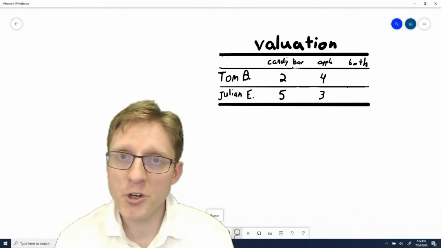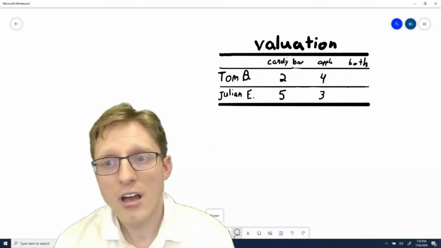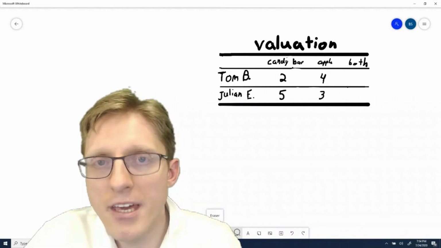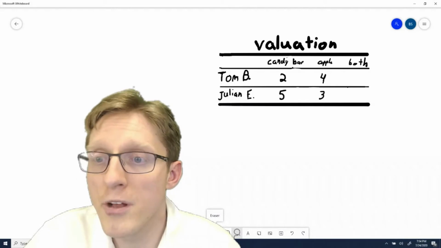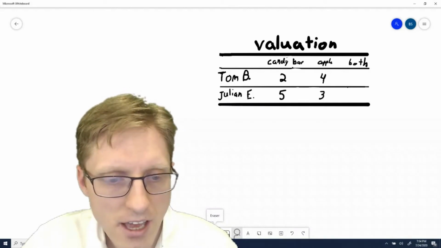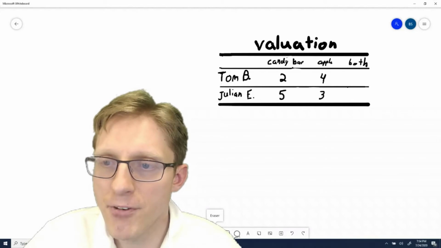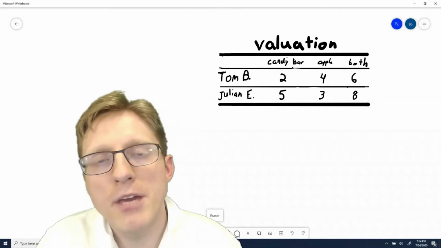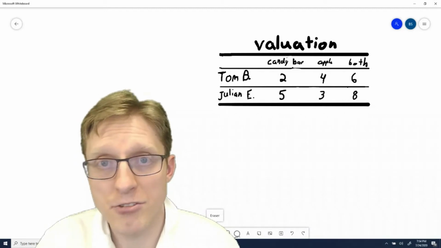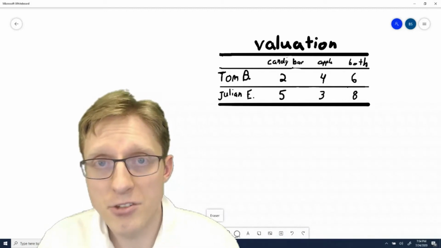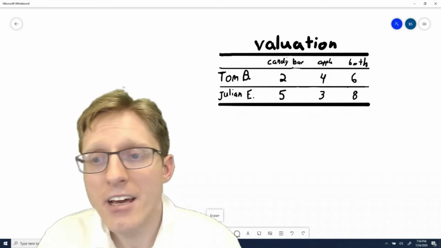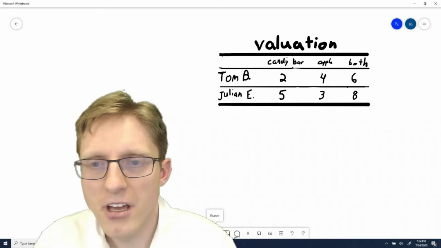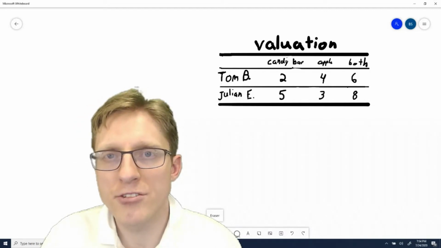Okay, and we're going to assume that the valuation they place on the bundle is just the sum of their valuations for each individual product. So for Tom B, his valuation for the bundle is 2 plus 4, which is 6. And for Julian E, his valuation for the bundle is 5 plus 3, which is 8. So the most that Tom B will be willing to pay for the bundle is $6. He'll buy it at any price $6 or less, assuming that's the only way to buy it. And Julian E values the bundle at $8, so he'd be willing to buy it for any price $8 or less.